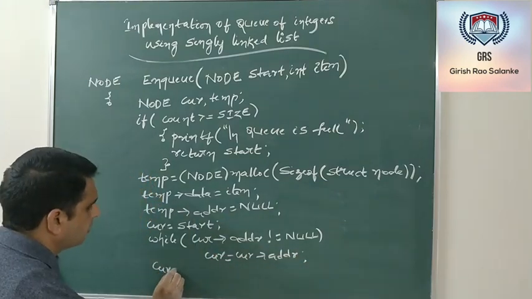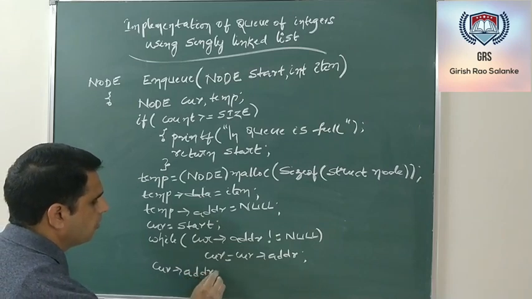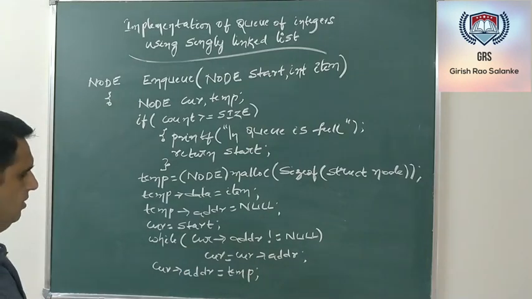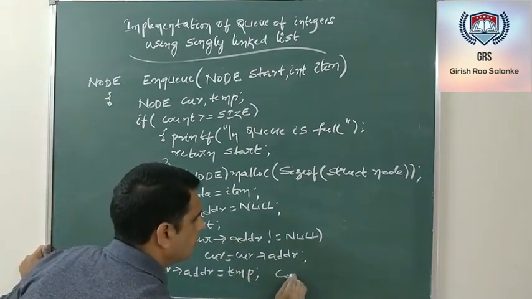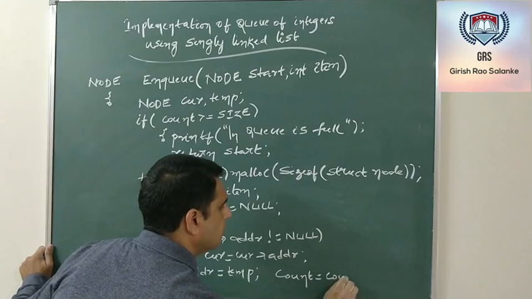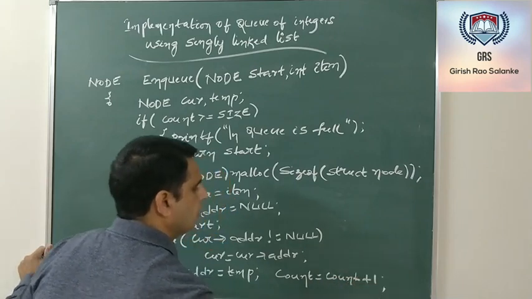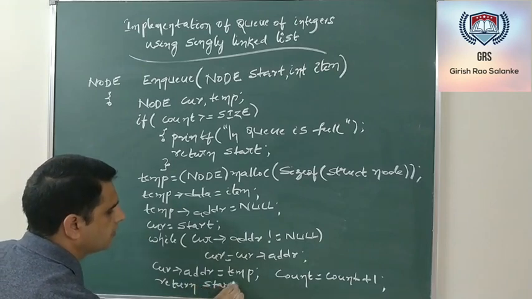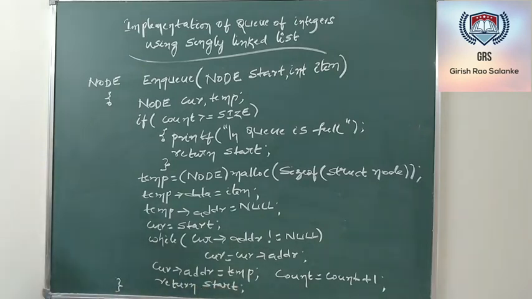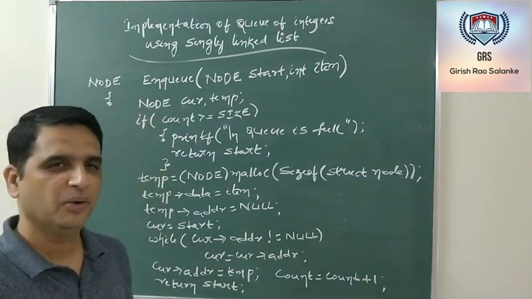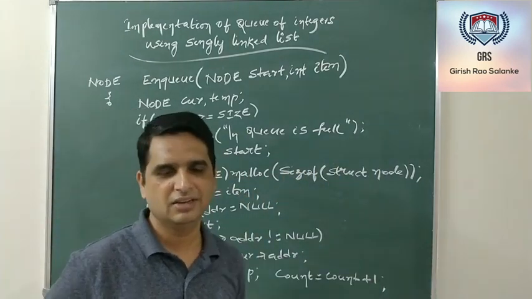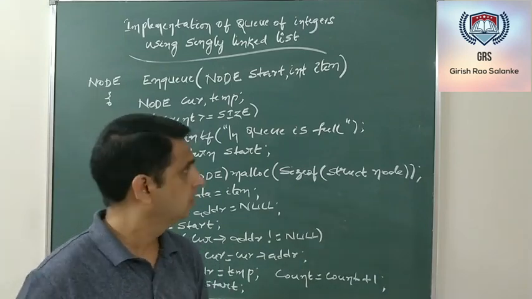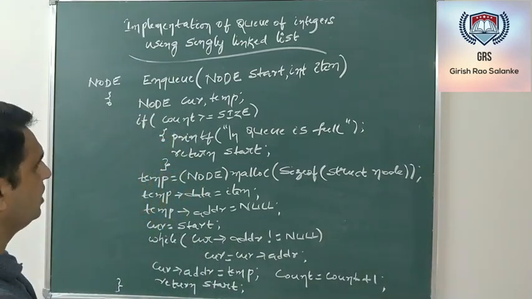Make current of address point to temp. Now update your count. Count is equal to count plus 1, and return the address of the first node. Return start. Yes, this is about the enqueue function. What we are doing is just going to the end of the list and inserting a new node at the end of the list. Now quickly coming to the dequeue function.